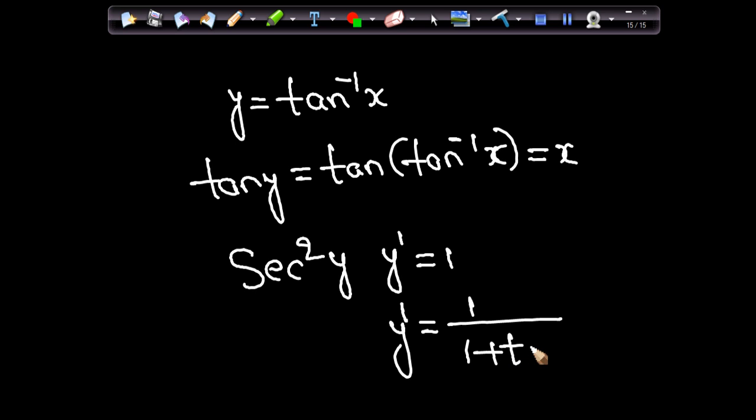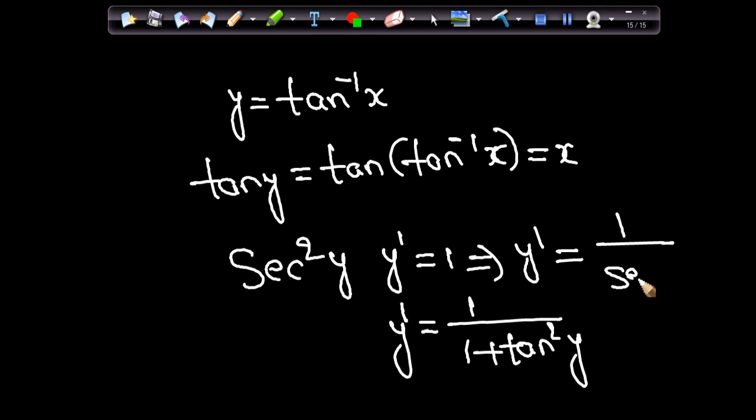Secant square y we can write as 1 plus tan square y. That is 1 plus x square, since tan y is x. That's the reason why the derivative of tan inverse of x is 1 by 1 plus x square. In the same way you can find the derivatives of all other inverse trigonometric functions. So with all the concepts you have learned so far, we'll try to solve a few problems.